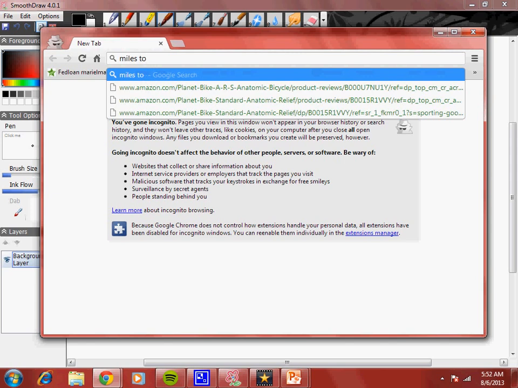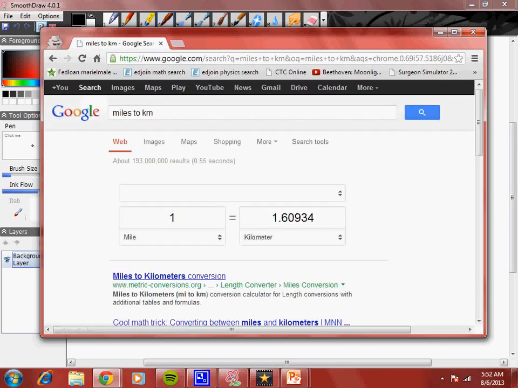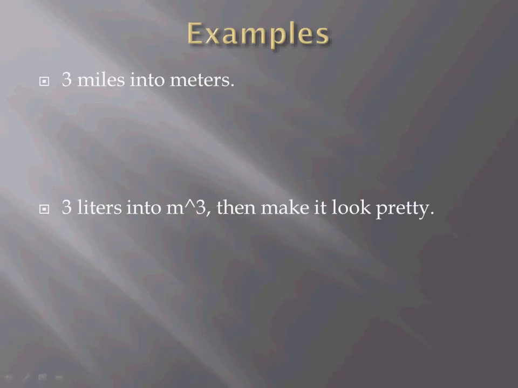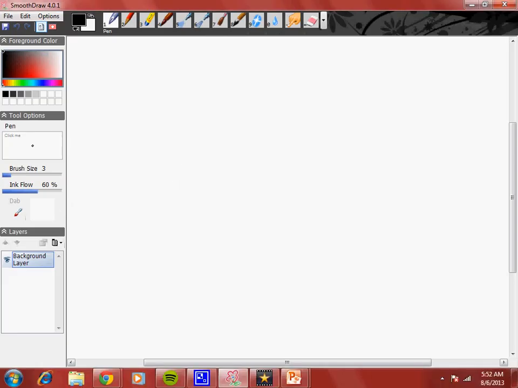Alrighty. Let me just Google that pretty quick. Google does things really easy for you. So let's use a new tab and type in miles to kilometers. So 1 mile is equivalent to 1.6 kilometers, which helps me out a lot.